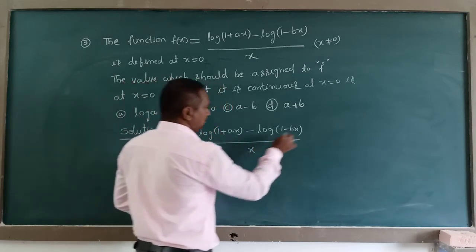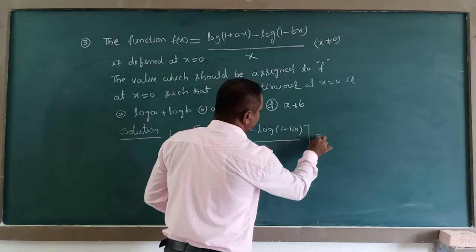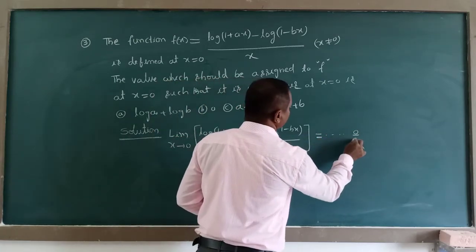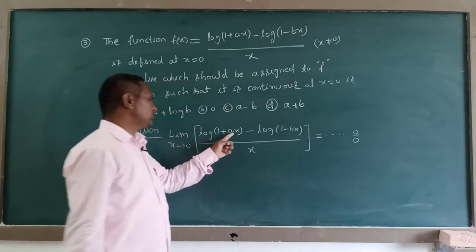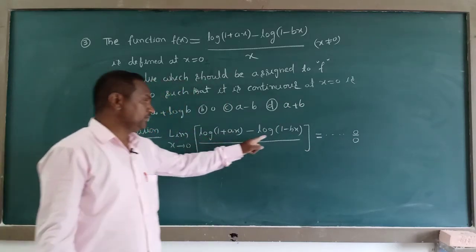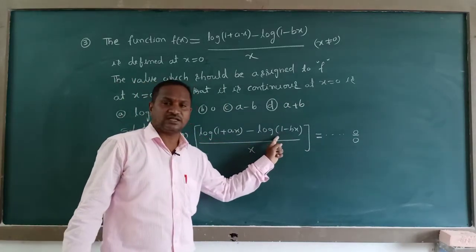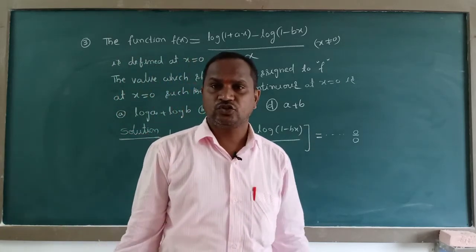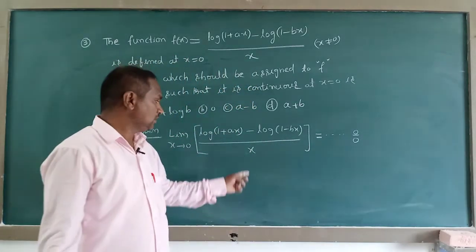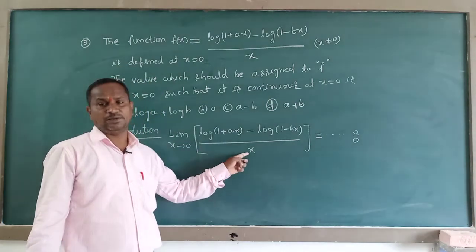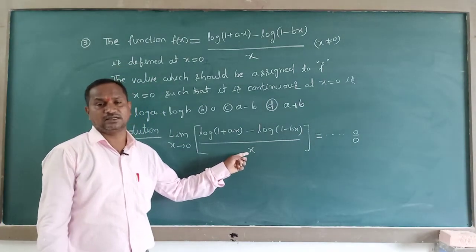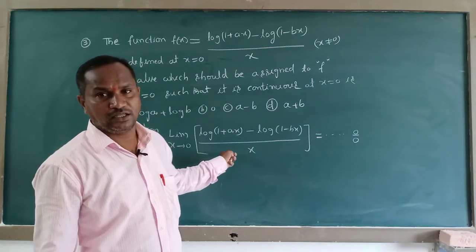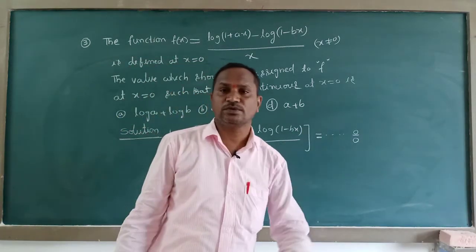If we directly put 0 in place of x, it approaches 0 by 0 form. See here, if we put 0 here, we get log 1. If we put 0 here, it also becomes log 1. Logarithm of 1 is always equal to 0 only. 0 minus 0 becomes 0. And in the denominator, in place of x, if we put 0, then finally we are going to get a 0 by 0 form.